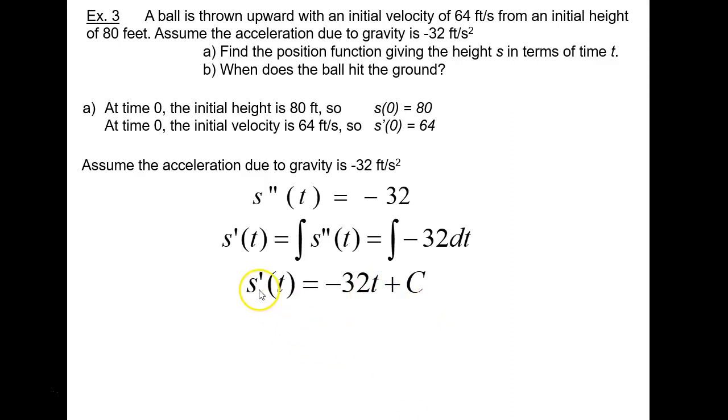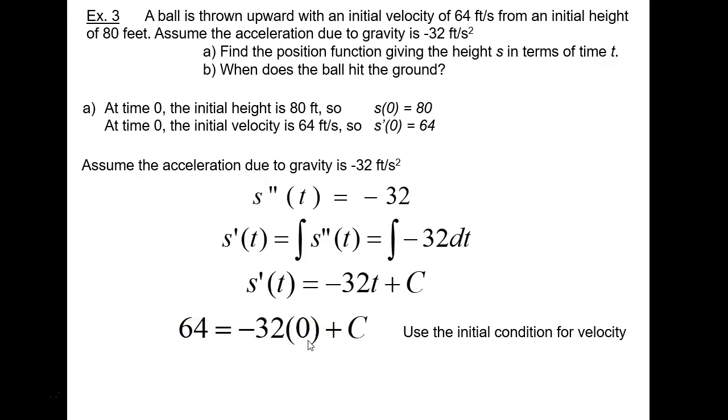Now, how do we find c? Well, they told me the initial velocity was 64 feet per second. So that means that the velocity, or s prime, at 0 is 64. So if I plug in 64 over here and 0 for time, I get a c value of 64. So my velocity function, s prime, is equal to negative 32t plus 64.